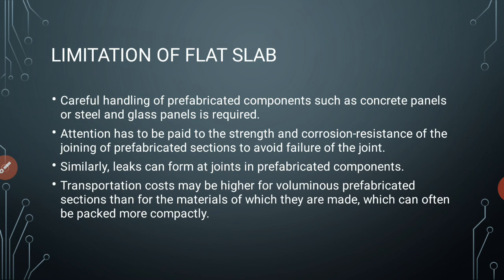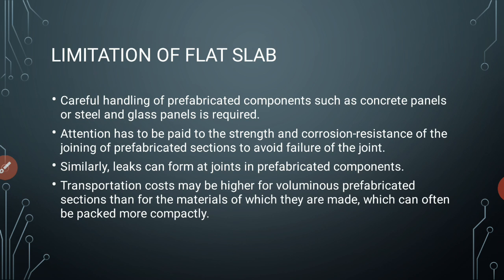So generally, we can cast those slab parts, that is the column head and the sections of the slab, and then we have to join them. So we have to take care of the corrosion, and we have to delicately handle that part. Similarly, leaks can form at the joints in prefabricated components, so we have to take care of that also.